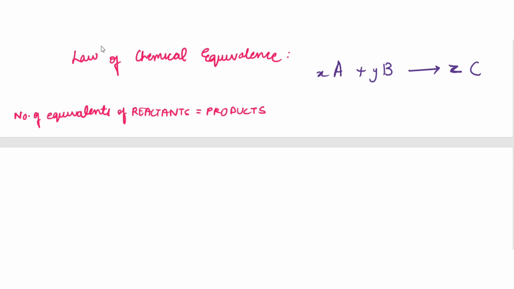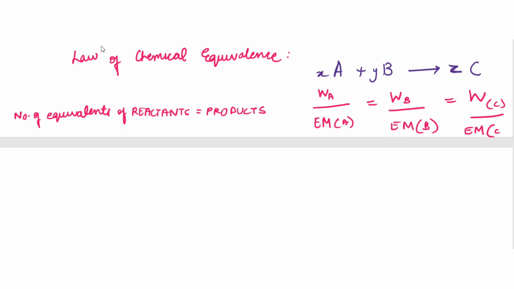Weight of A divided by equivalent mass of A is equal to weight of B by equivalent mass of B is equal to weight of C by equivalent mass of C. So what is this weight by equivalent mass? It's nothing but number of equivalents. So what I'm trying to say is the number of equivalents of A is equal to number of equivalents of B is equal to number of equivalents of C. This is what the chemical law of equivalence says. So number of equivalents of each of the reactants is equal to that of the products. So hope you have understood the law of chemical equivalence.